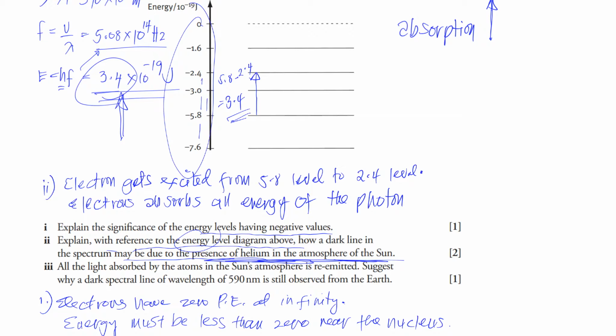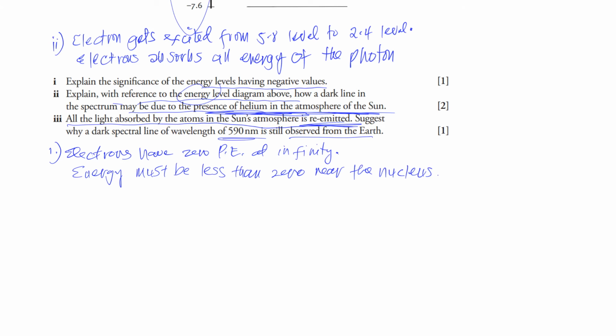Let's go to number 3. All the light absorbed by the atoms in the sun's atmosphere is re-emitted. Suggest why a dark spectral line of wavelength 500 nanometers is still observable from the Earth. So the answer is that light is emitted in all directions. That's the very reason. Let's go to number 2.